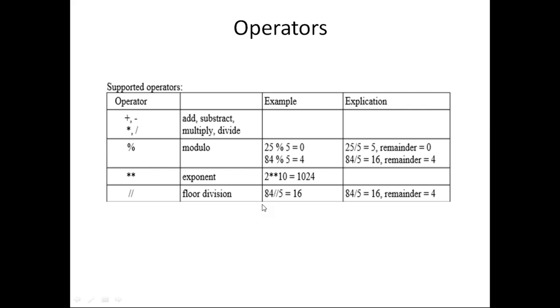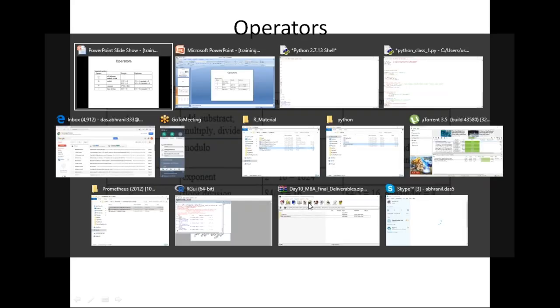Then for example, if you want to have a floor division, by floor I mean that you round down the value. So 84 divided by 5 will give you 16, because what you do is you round down the value to the lower integer. So it should be 16 point something, right? Instead of that, it gives you 16. So you can use these kinds of signs accordingly as per your requirement.